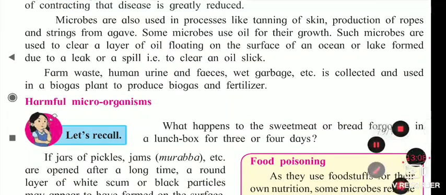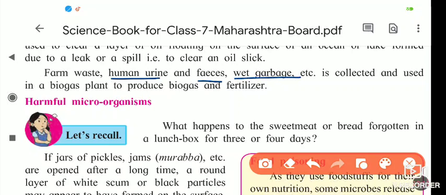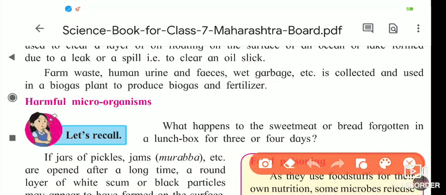Next, from waste, that is human urine, feces, wet garbage, etc., is collected and used in a biogas plant to produce biogas and fertilizers. That is also a use of microorganisms. You know that in villages where people rear many animals, they use that animal waste to prepare gas, the biogas, which is used for cooking food, and the slurry which is left behind is used as a fertilizer in the farm.